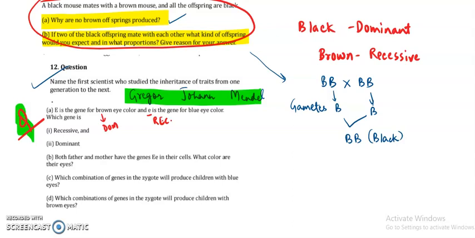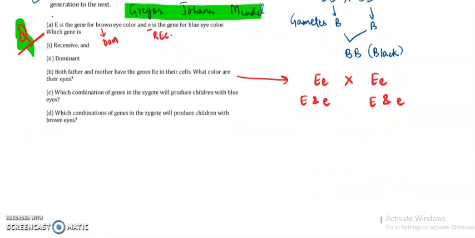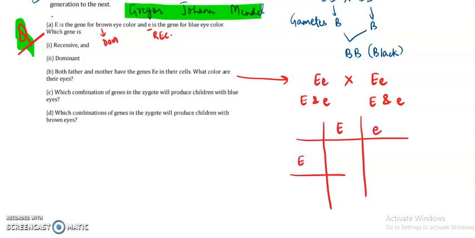Both father and mother have genes capital E small e in their cells. What color are their eyes? So we are going to solve this, and this is being given to us that this is their genotype. In this case, the gametes will be E and e. Here also it will be E and e. Let's make the Punnett square for better conclusion. So it will give us capital E and small e, capital E and small e. It will be capital E capital E, capital E small e, capital E small e, small e small e, right?